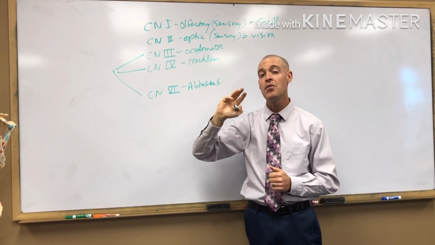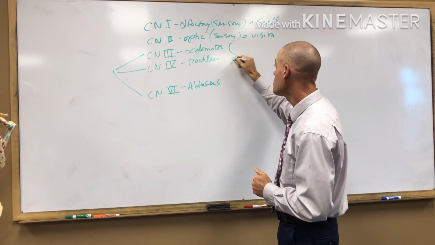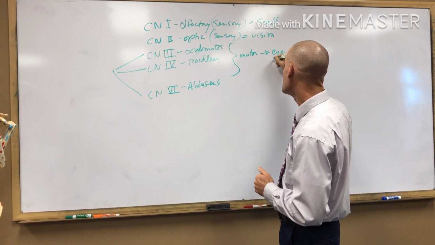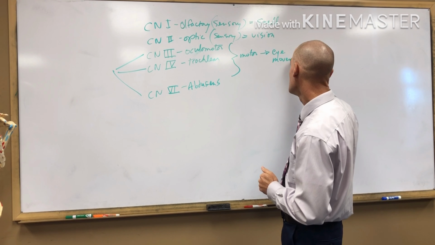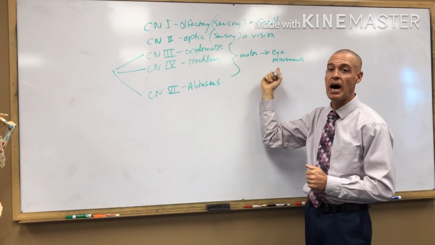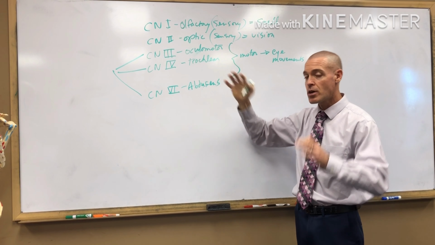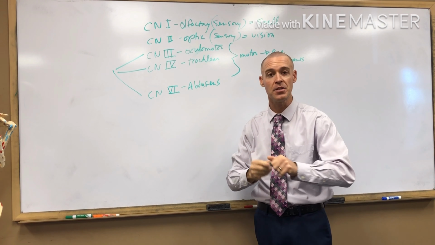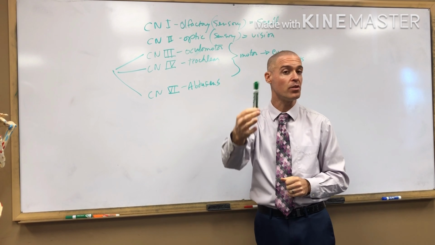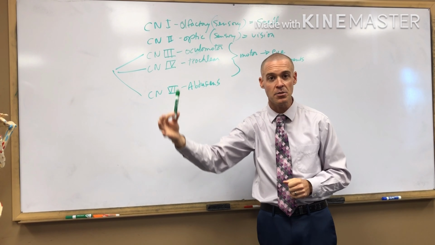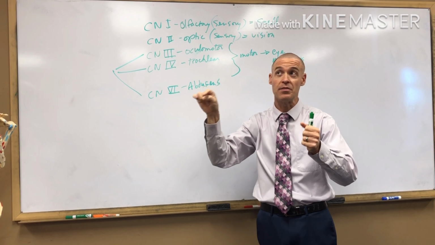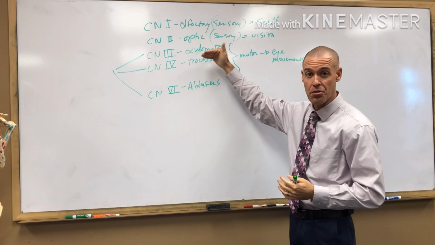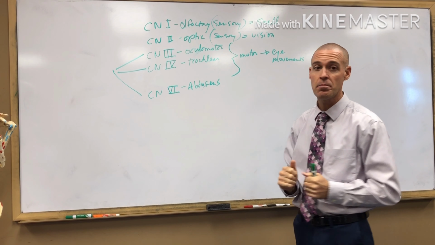Why do we put these together? These are the three that control motor to eye movements. So these three collectively allow your eye to move in all ranges. How do we test that? If I had a patient, I just tell them to follow my pen with only their eyes, and I do an H pattern, watching to see if they can track all directions with their eyes. And if they can, then we know collectively 3, 4, and 6, they're good, okay?